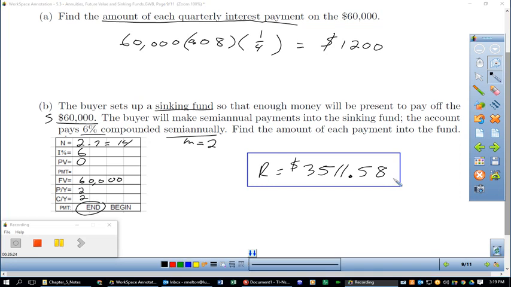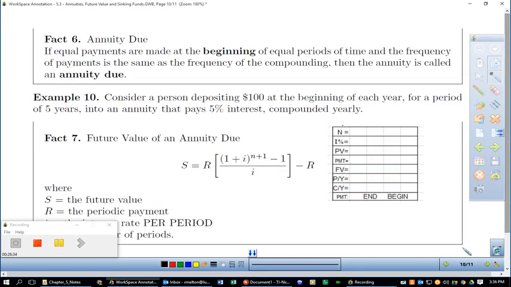All right, now pretty quickly, for these last bits of notes, we're going to talk about annuity dues. If equal payments are made at the beginning of equal periods of time, and the frequency of payments is the same as the frequency of the compounding, then the annuity is called an annuity due. The only difference to make note of is that it is the beginning of those equal periods.